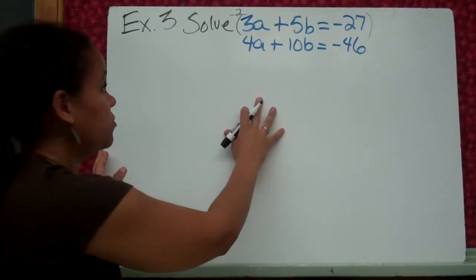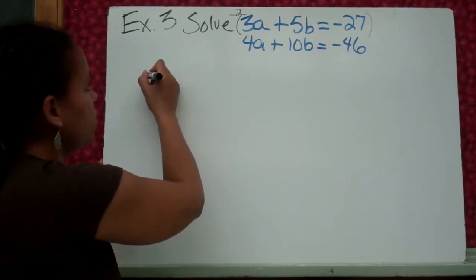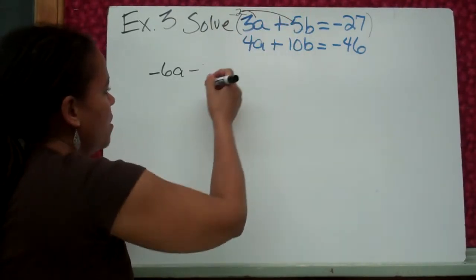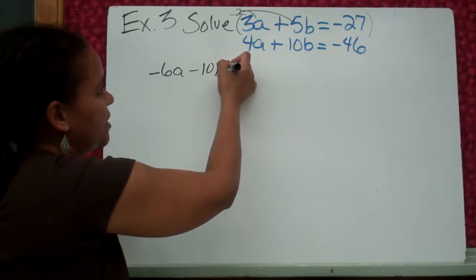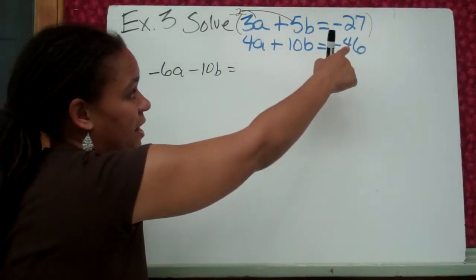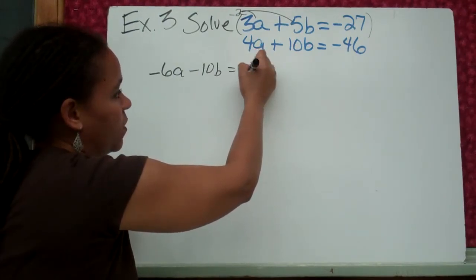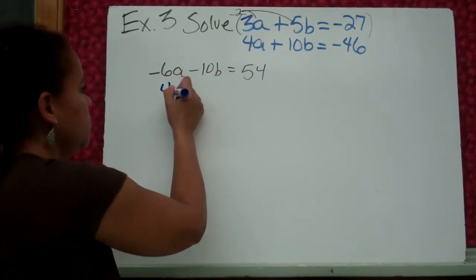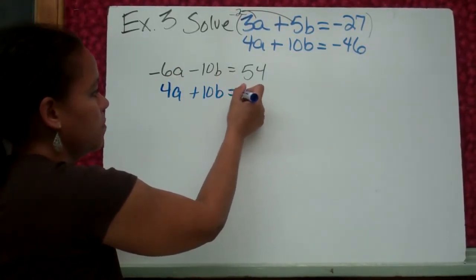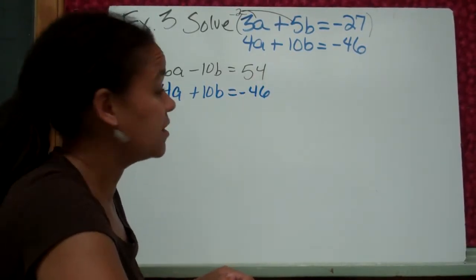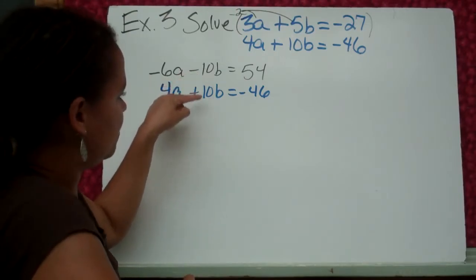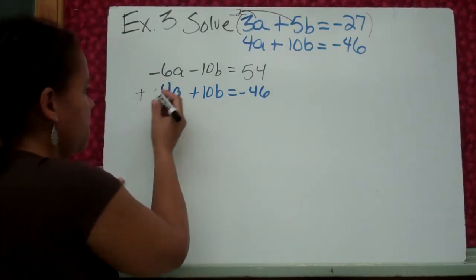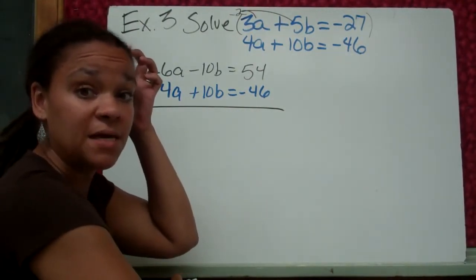I'm going to go ahead and rewrite it down here just so we can see it better. So negative 6a minus, because I'm doing negative 2 times 3a, minus 10b is equal to negative 2 times negative 27, which will be positive 54. Don't forget the negatives. And then I'm going to keep my other one the same. So I haven't changed anything in the second one. But now, look, I have same coefficient, different signs, so I'm ready to add these equations together to eliminate a variable. So we're going to eliminate the b in this case.